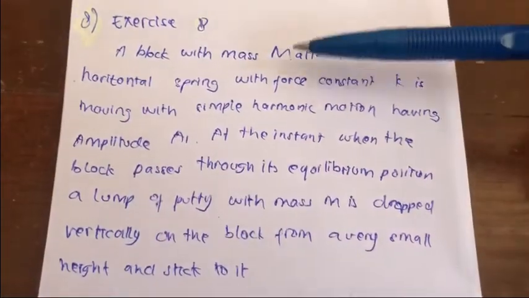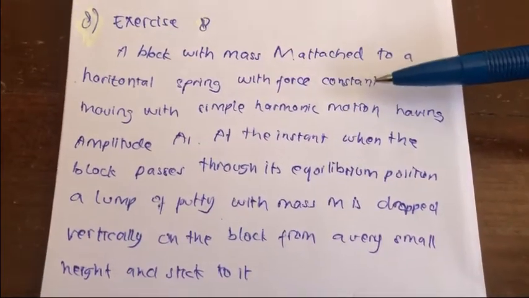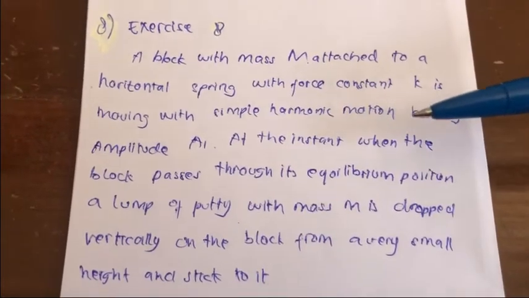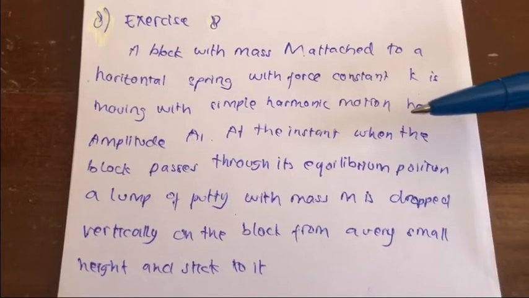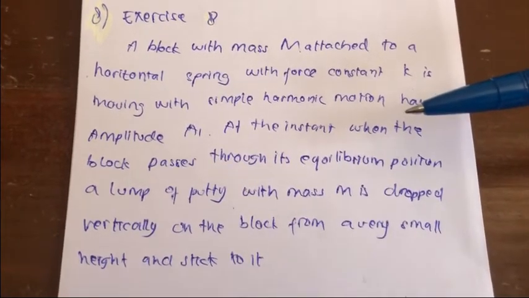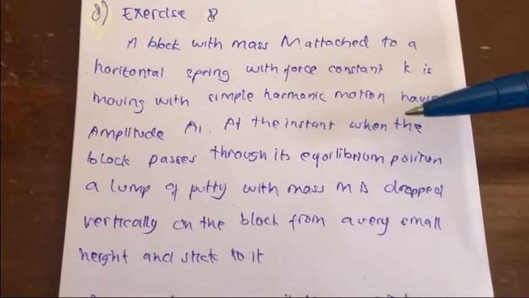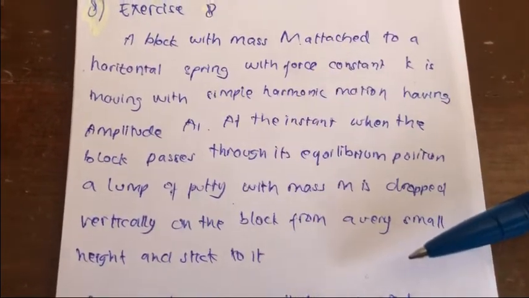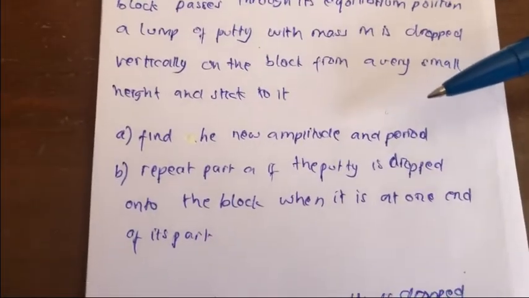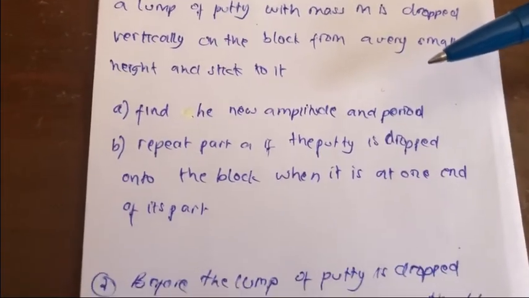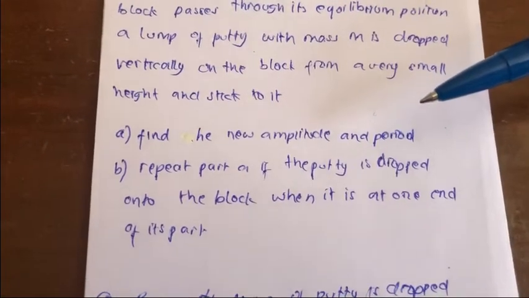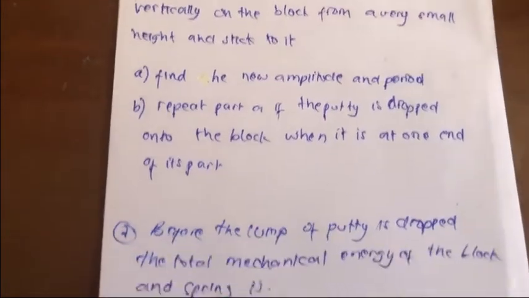Exercise 8. A block with mass M attached to a horizontal spring with force constant k is moving with simple harmonic motion having amplitude A1. At the instant when the block passes through its equilibrium position, a lump of putty with mass m is dropped vertically on the block from a very small height and sticks to it. The first question is to find the new amplitude and period, and part B is to repeat part A if the putty is dropped onto the block when it is at one end of its path.